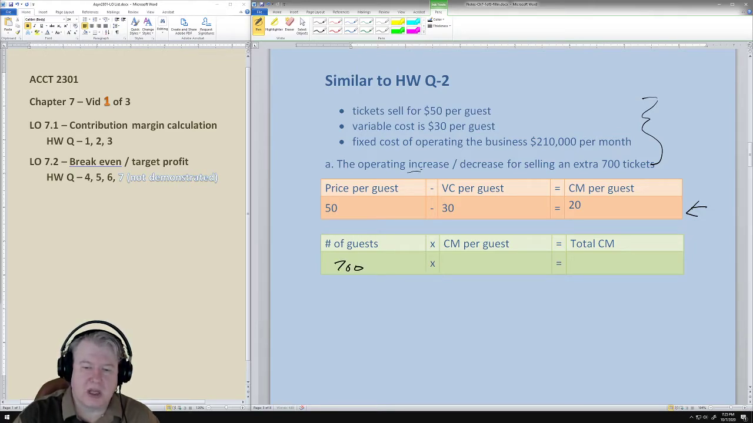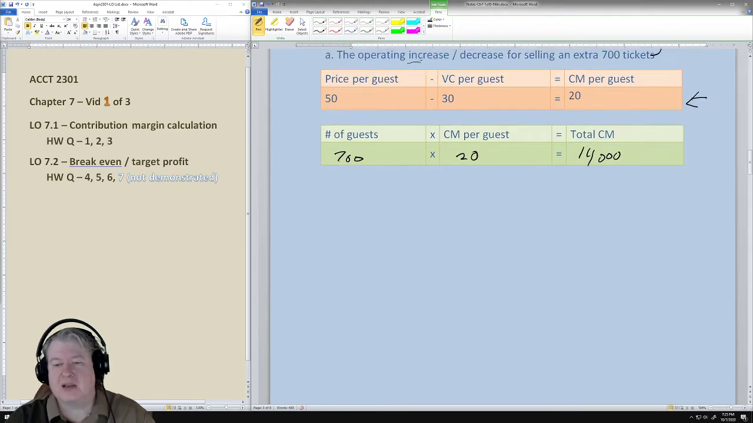So very simple. We already have the contribution margin from when we figured it out before. Now, obviously, if you have a different set of numbers in your question, and it's very likely that you will, you will have to go through this little process again and figure out the contribution margin before you plug it in. So here the total contribution margin would be 14,000. That would be the extra amount.